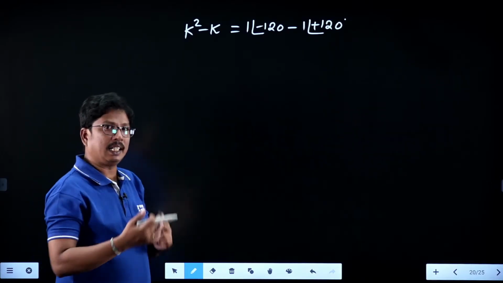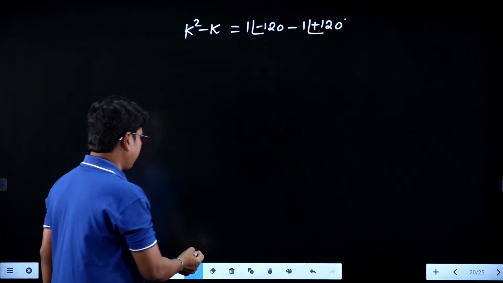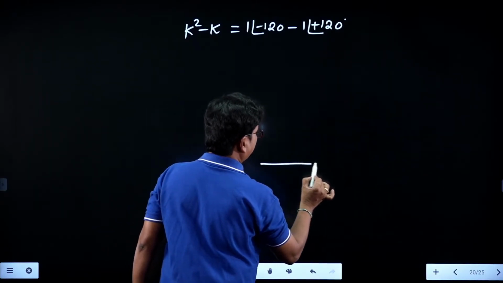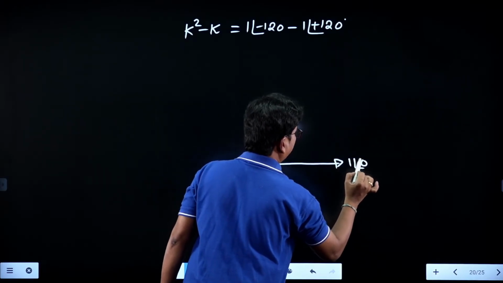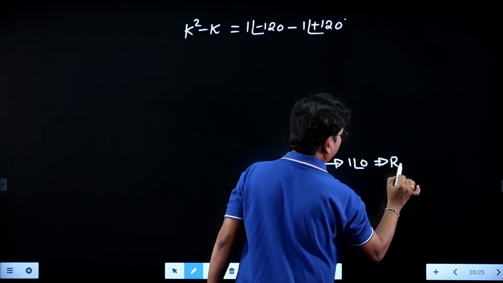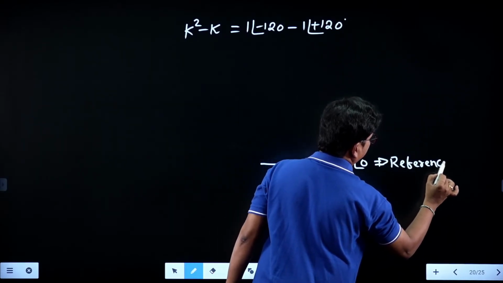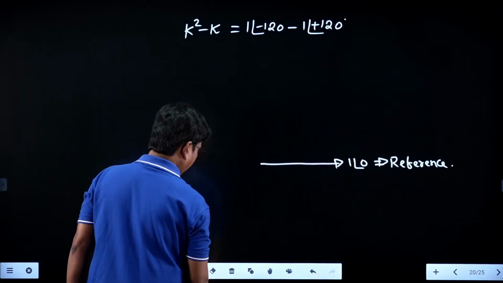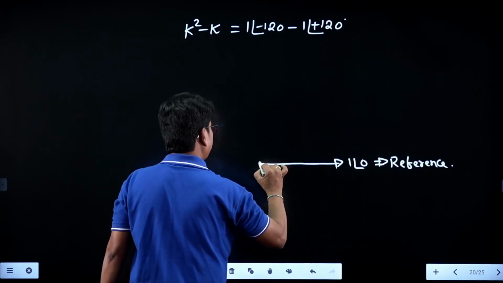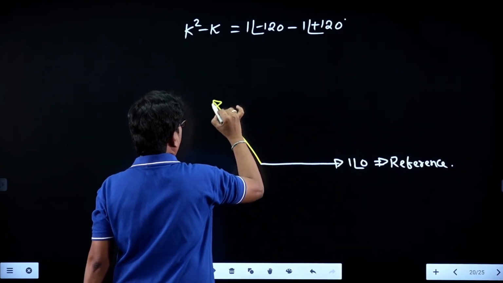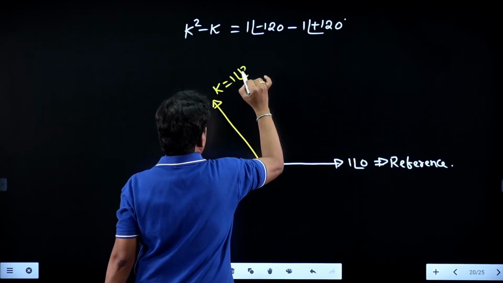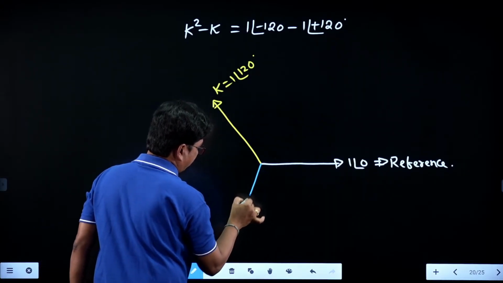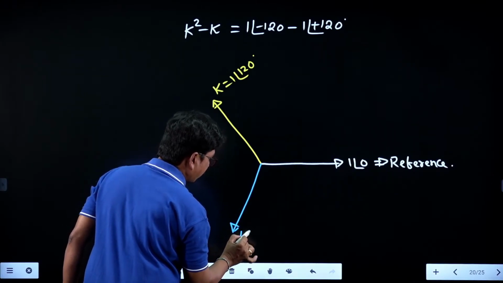Now without doing that calculation, we can draw the phasor diagram. What is the phasor diagram? Here we have 1 at an angle of 0. What is this one? Reference. Clear, right? And we can plot k in the anti-clockwise direction. This is k, 1 at an angle of 120. And we can plot k square here. This is the value of k square.